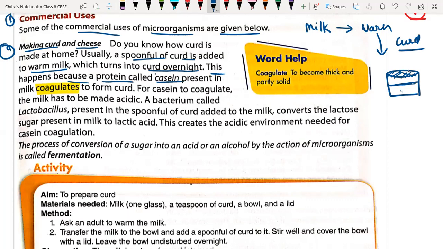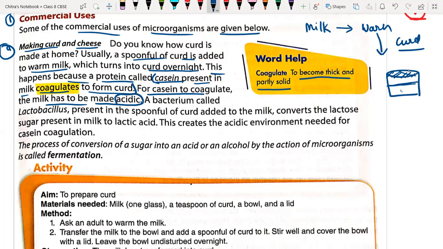Very important. Which protein is present in milk? It's casein. The casein present in milk coagulates. What is coagulation? To become thick and partially solid, which is nothing but the curd. For casein to coagulate, the milk has to be made acidic.